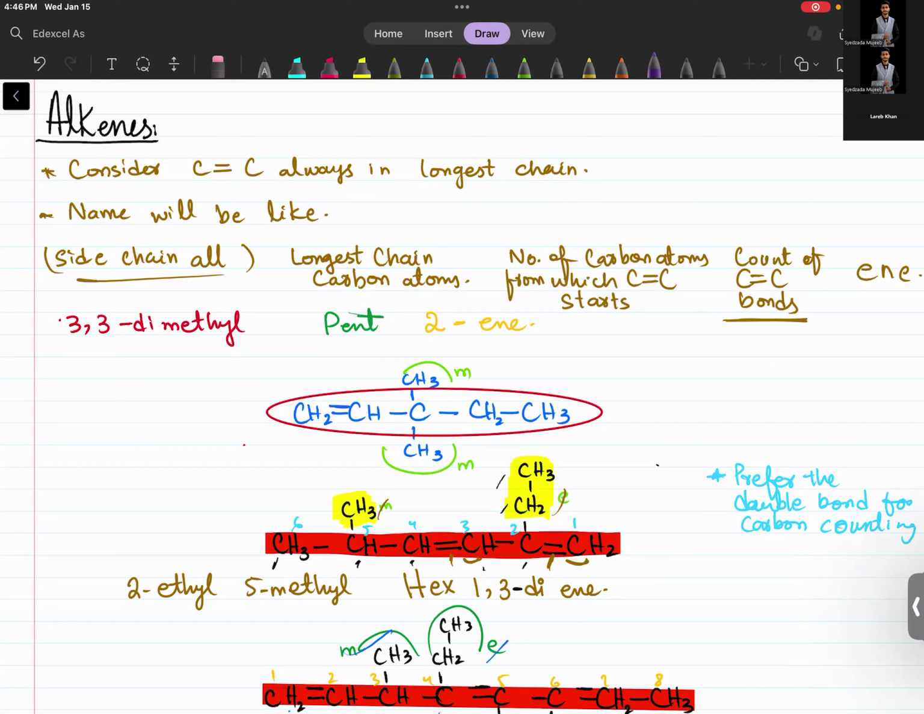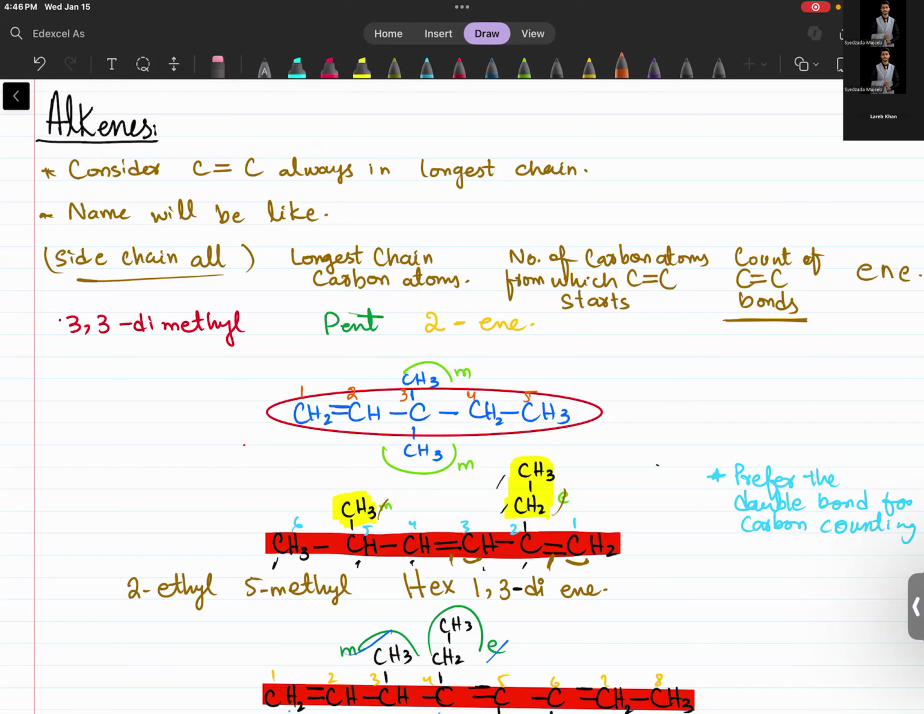It's like the 3,3 dimethyl. How many carbons in the longest chain? 5 means pent. The number of the carbon atom from which the double bond is starting. Okay, but you need to understand what the preference will be now. We will be preferring the carbon-carbon double bond. So we will be starting the counting from this side: 1, 2, 3, then 4, then 5. Got it?